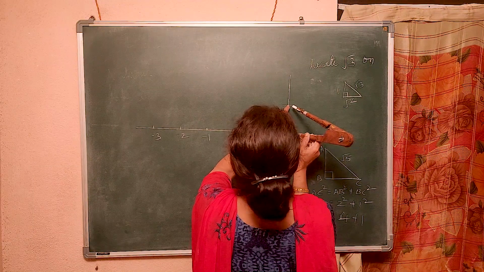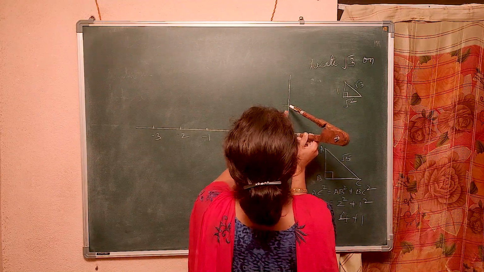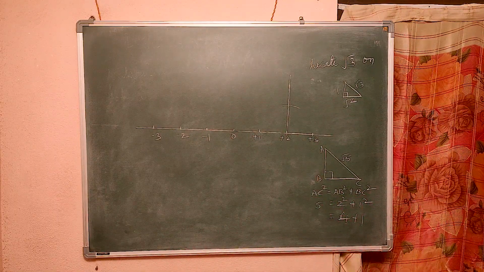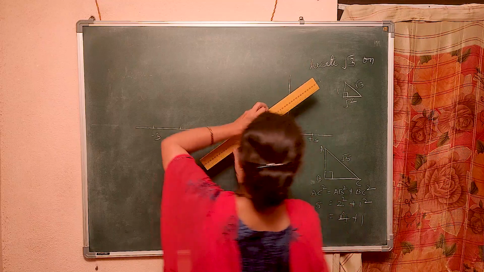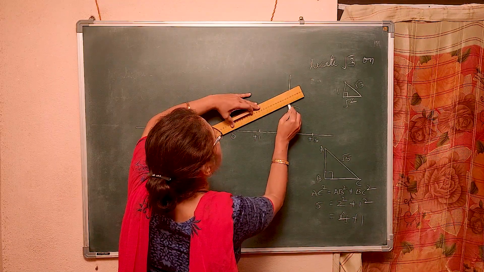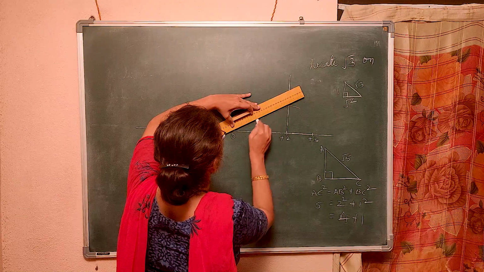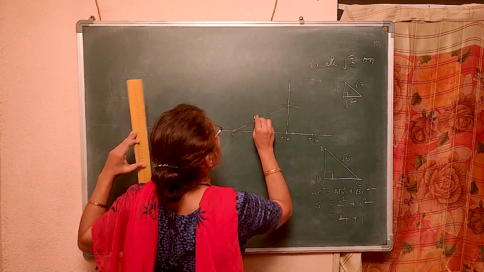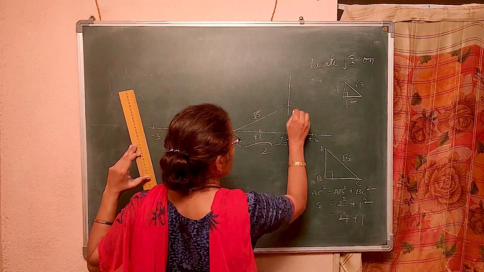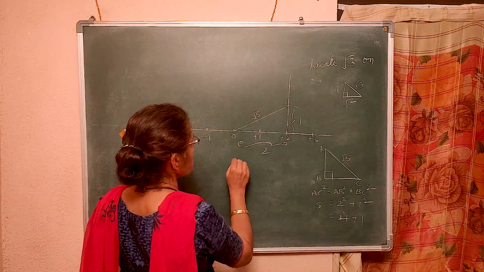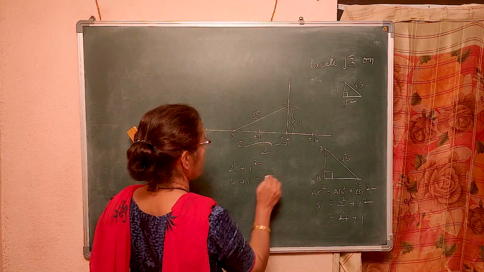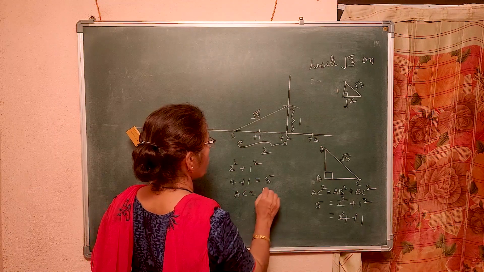So, I join this one with 0, not with 1. This one with 0, that is square root of 5. I have to join this mark with 0. And that will be square root of 5. So, this much is 2. This much is 1. So, 2 square plus 1 square, 4 plus 1, 5. Therefore, AC is equal to square root of 5.